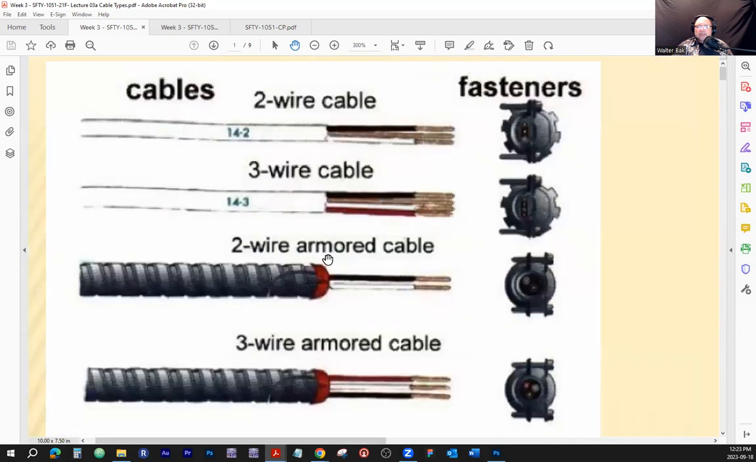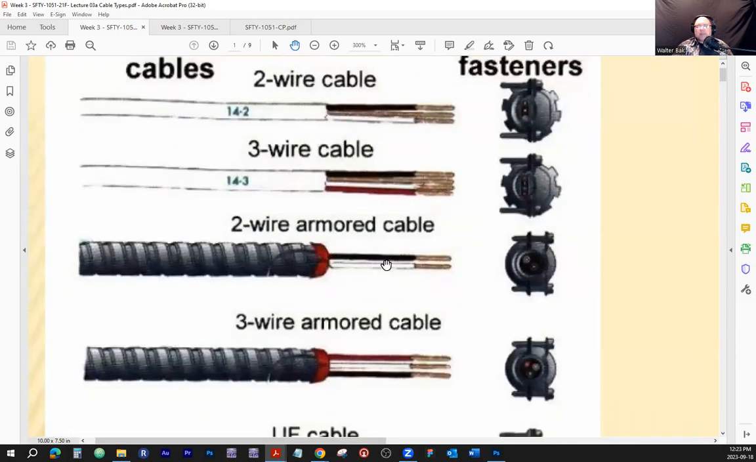Different other types of cables that are commonly used would be the armored cables. There's 2-wire armored cable, there's 3-wire armored cable, and sometimes they include bonds, sometimes they don't, right? So I always got to make sure.